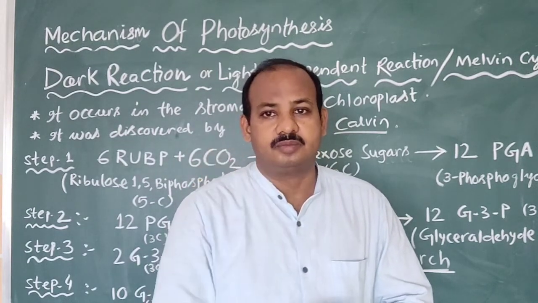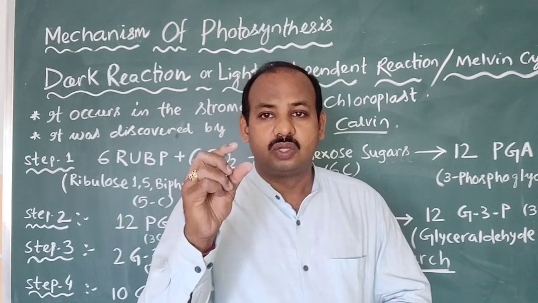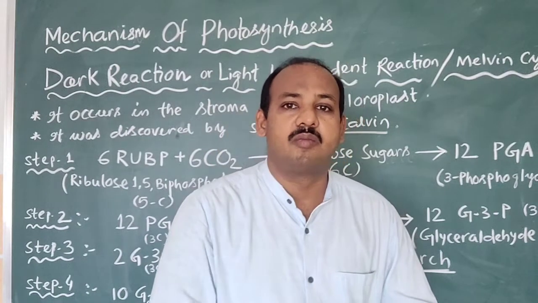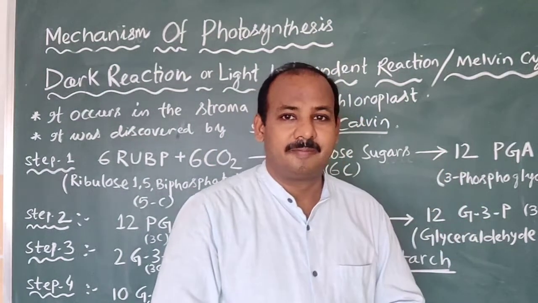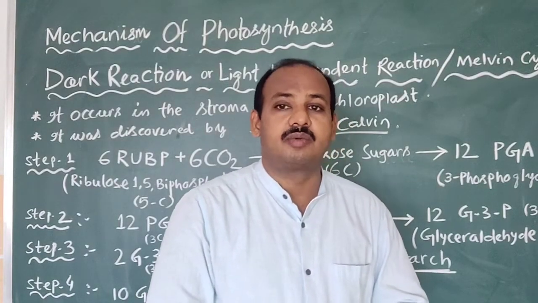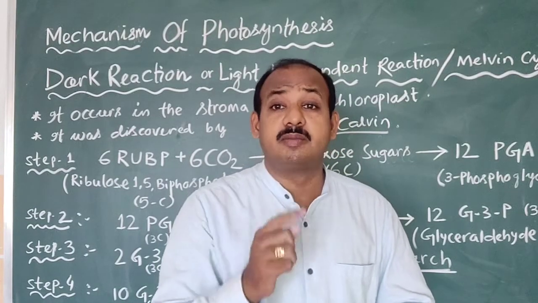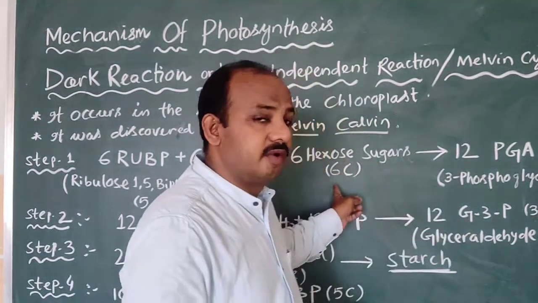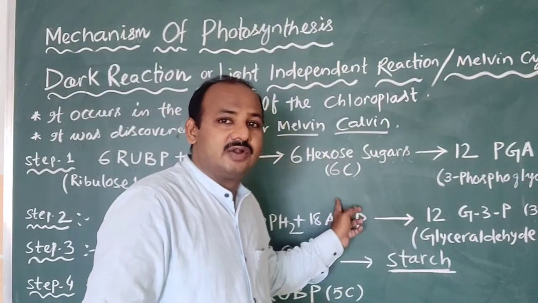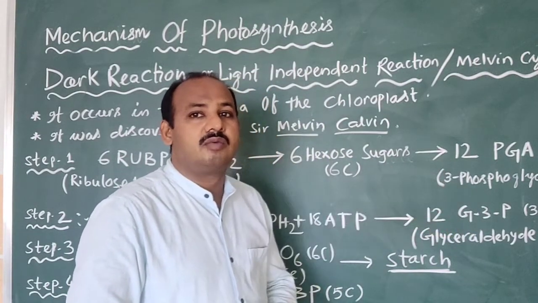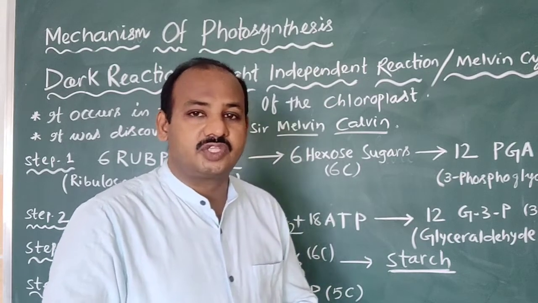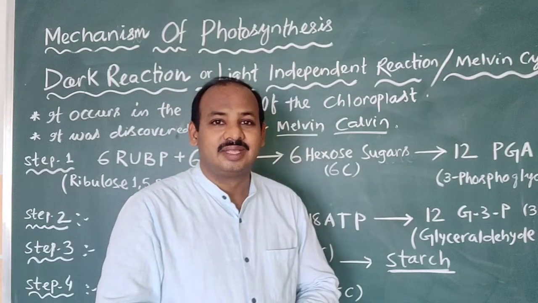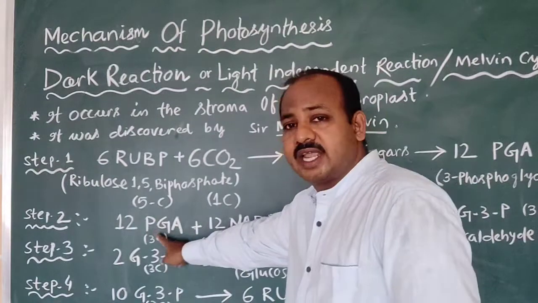Acid is a functional group in organic chemistry. So the functional group will be attached to the terminal carbon. So it is a 3 carbon compound. So this is a very important step. 12 molecules of PGA are produced. That is the first stable product formed during the dark reaction, because the first unstable product was hexose sugar and it was dissociated into 12 molecules of PGA. PGA means 3-phosphoglyceric acid.